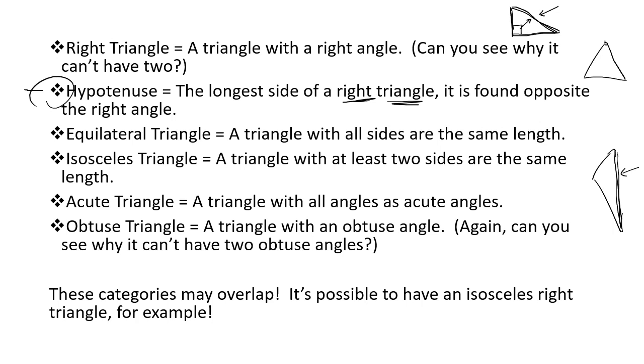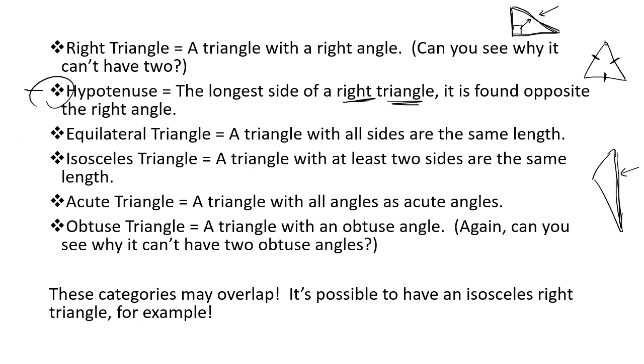There we go. And so for an equilateral triangle, a lot of times we'll see these little marks like this. And so again, this shows that the length of this side is the same as the length of this side, is the same as the length of this side. So this is what we show as an equilateral triangle.